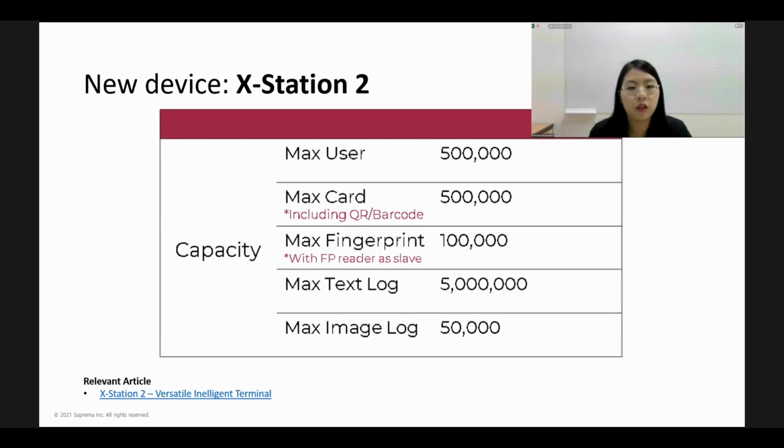The next is to share the capacity of Station 2. Please note the burgundy comments in the table for sites that use QR and barcodes or use fingerprint devices as slaves.